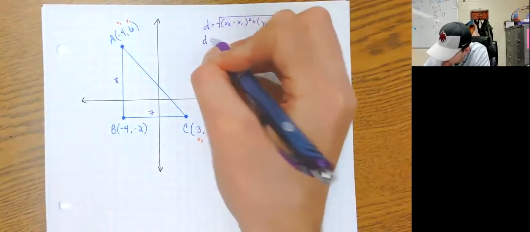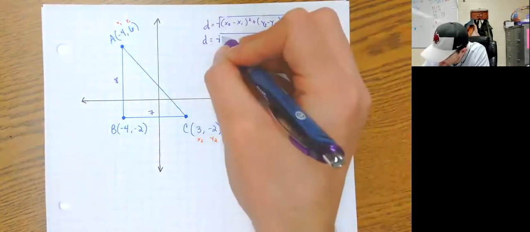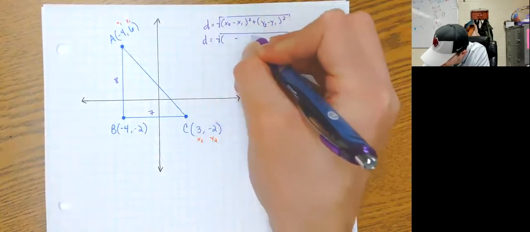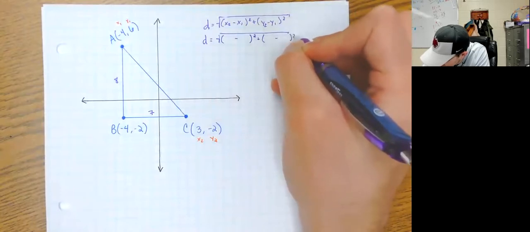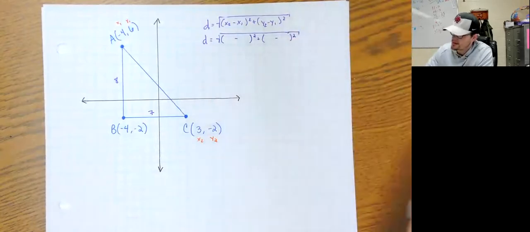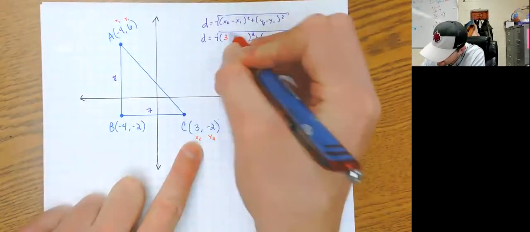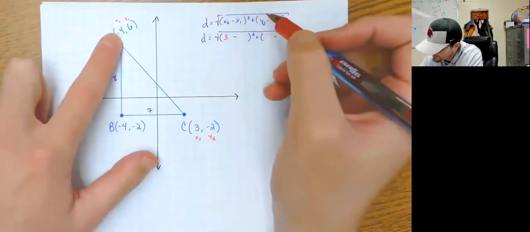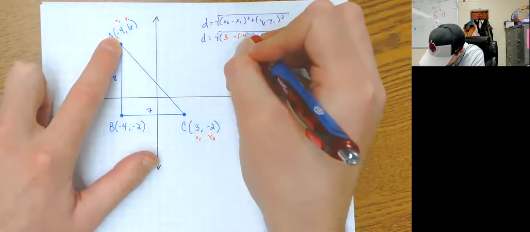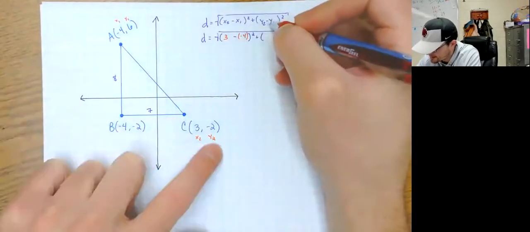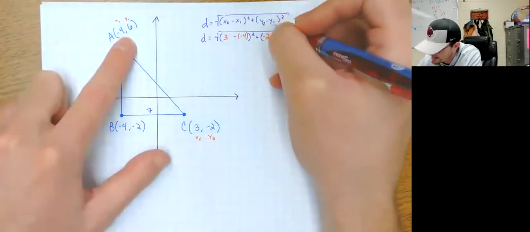You get d equals the square root of something minus something squared plus something minus something squared. So x sub 2 is 3, so we're going to get 3. x sub 1 is negative 4, so we're going to get negative 4. y sub 2 is negative 2, so we're going to get negative 2. And then y sub 1 is 6.